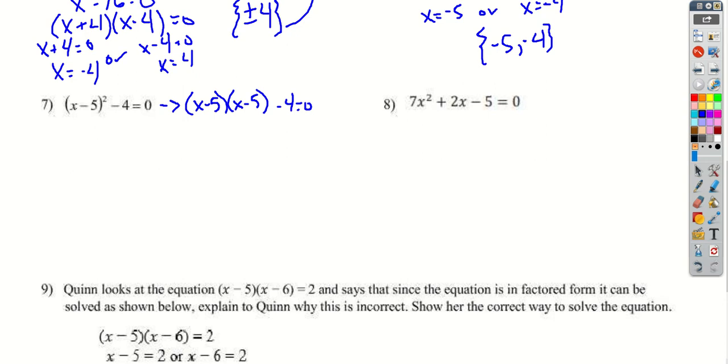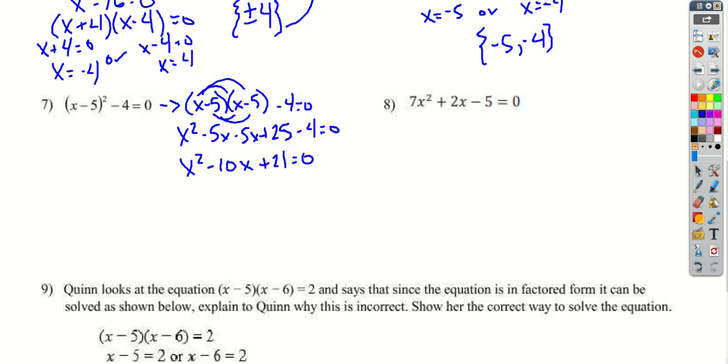Okay, here we go. So we're going to just start by distributing. So remember, we get x squared minus 5x, another minus 5x, and then plus 25. We had a minus 4 here already, so we're going to bring that with us. And now we're going to combine like terms. So this is x squared minus 10x in the middle plus 21 is equal to 0.